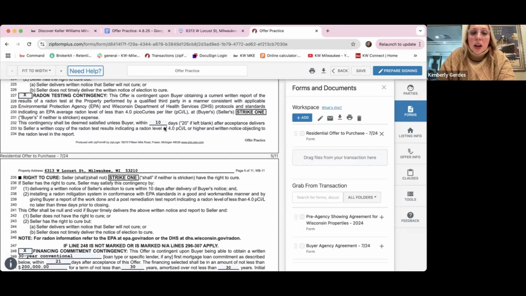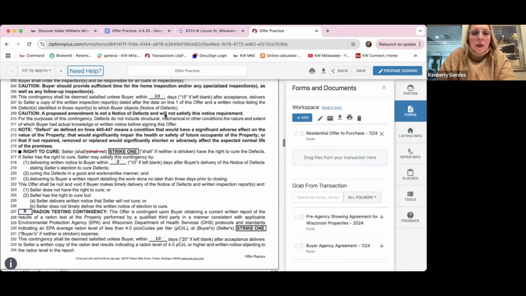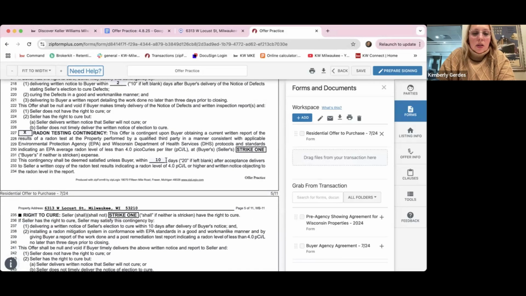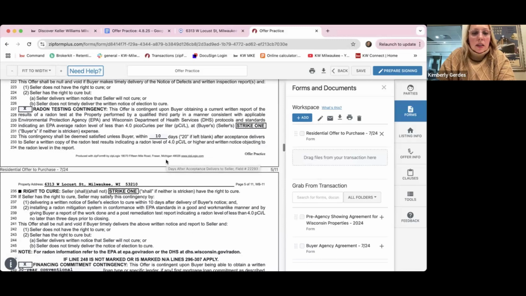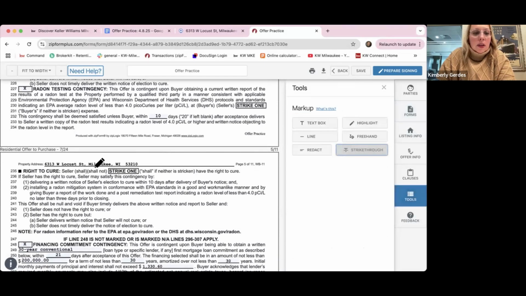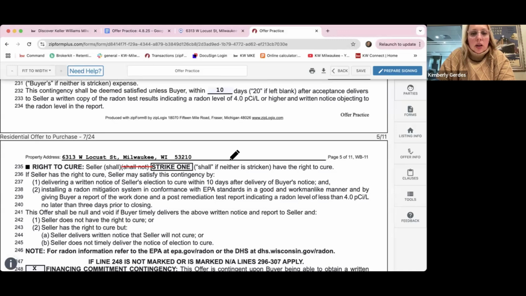Usually this radon test contingency follows the same time frame as the home inspection. So I gave ourselves 10 days here to get that figured out. And now I'm giving ourselves 10 days to figure out the radon test. And oops, I didn't actually mark this, but we're going to give the seller the right to cure as well. If you don't strike one, it automatically gives the seller the right to cure.